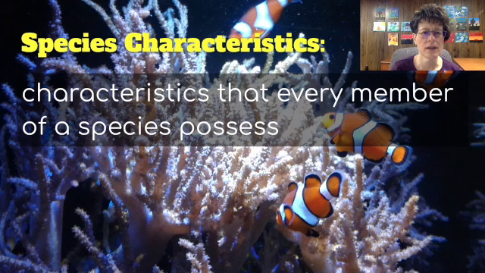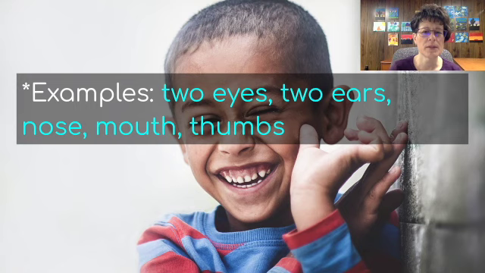Before we get into all that, let's first talk about species characteristics. These are characteristics that every member of a species possesses. In the background here, I have some clownfish, and clownfish have a particular shape and a particular color pattern that is common to all members of that species. Some examples for humans are that we all have 2 eyes, 2 ears, a nose, a mouth, and thumbs.